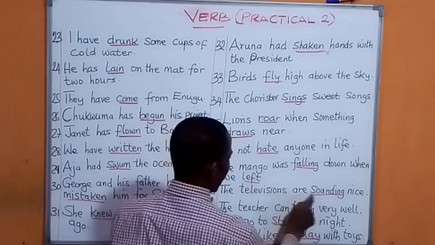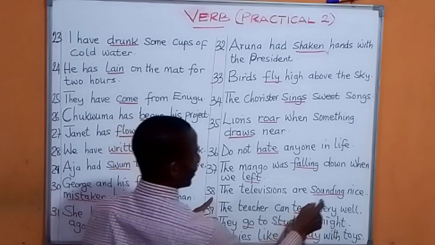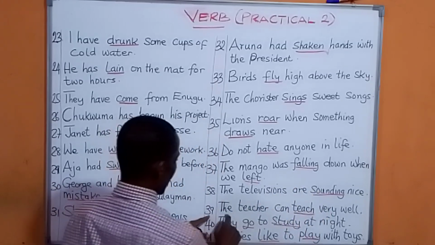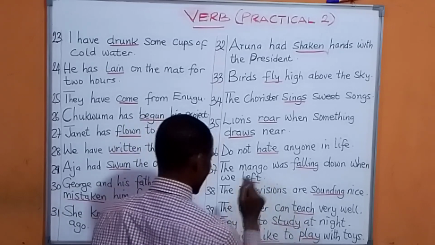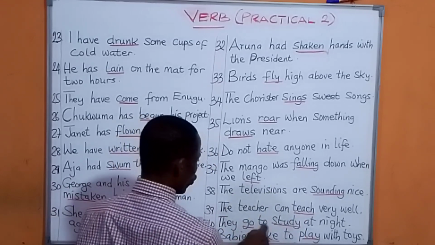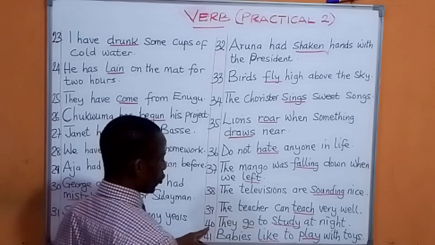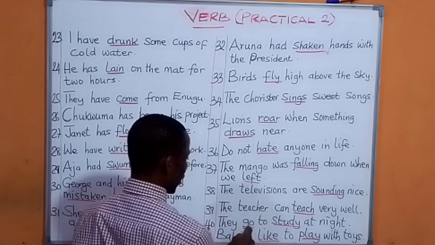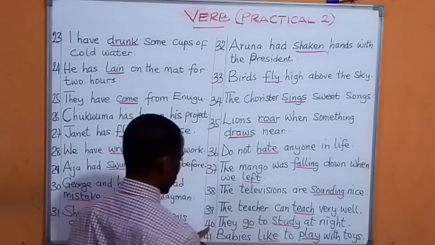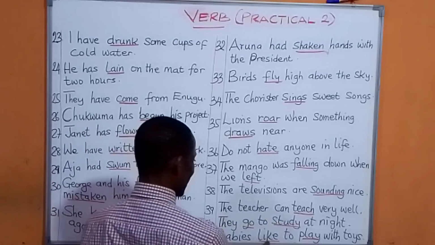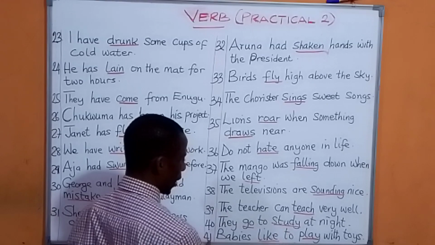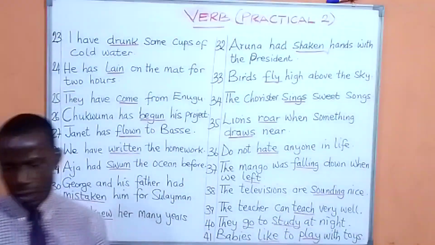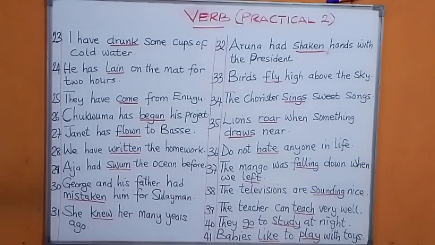The televisions are sounding nice. The verb there, sounding, that's the action. The teacher can teach very well. What's the verb there? Teach, that's the action there. They go to study at night. What's the action word there? Go. And another action word there? Study. Those are the verbs. Babies like to play with toys. What's the action word there? Like. Another action word there? Play. Those are the verbs. So, we've been able to revise the verbs.